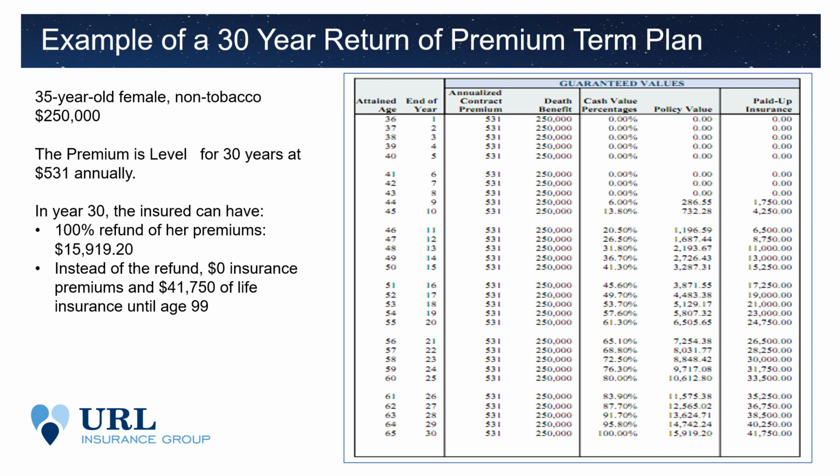And as you can see on this slide, there's a guaranteed percentage each year starting in the 9th year. So if she decided in 20 years on a 30-year term to cancel her policy, she would get 61.3% of her money back, which would be $6,505.65. Or if she wanted paid up insurance at that time, not make any more premium payments and have coverage until age 99, that would be $24,750. So the premium's about double of the original 30-year level term, but there's a lot more value and a lot more options available for the client.